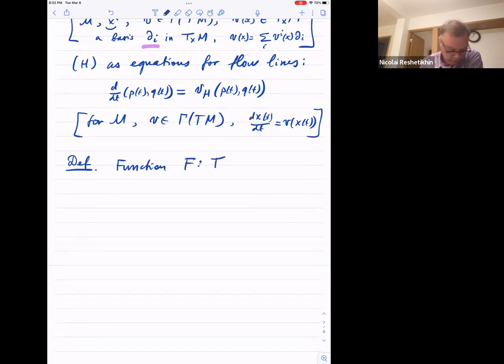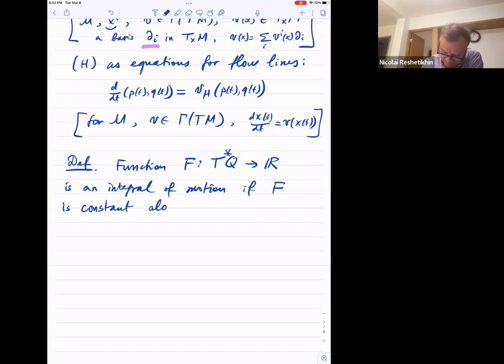Function f on the cotangent bundle. Yes, so just a real valued function on the cotangent bundle is an integral of motion, or constant of motion, as it's called in mechanics, if f is constant along any solution to Hamilton equations.